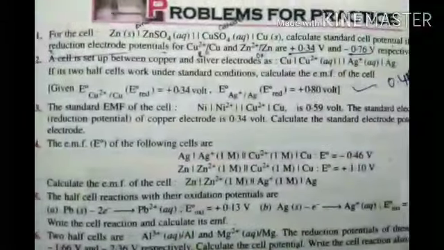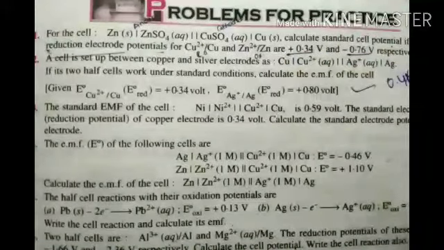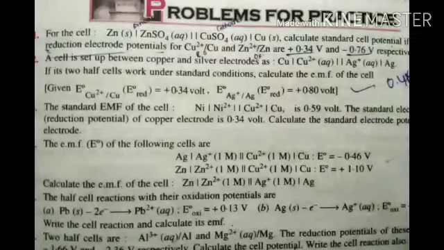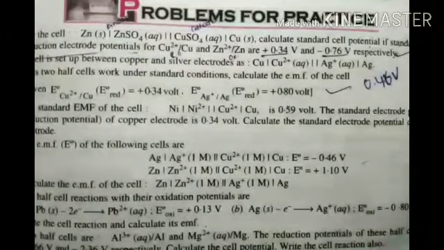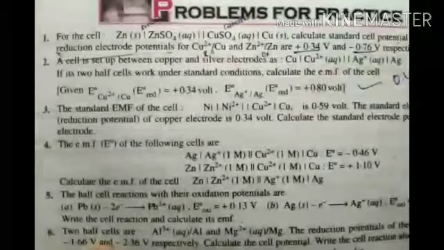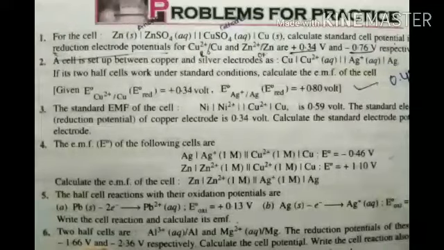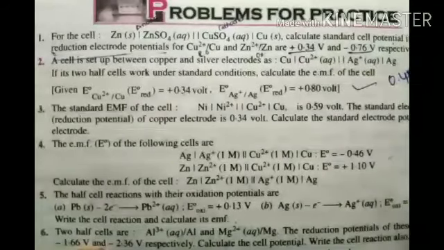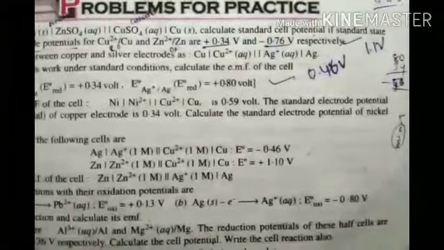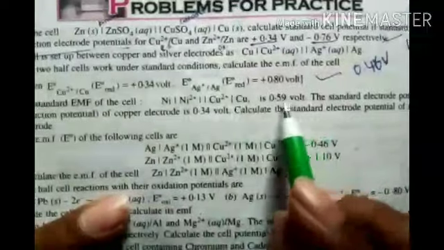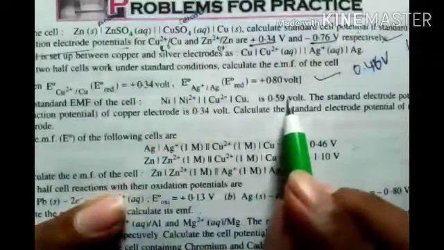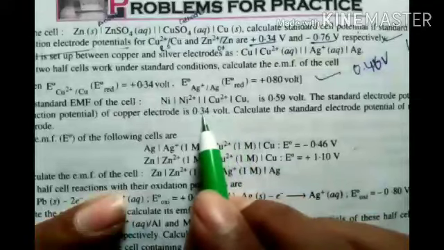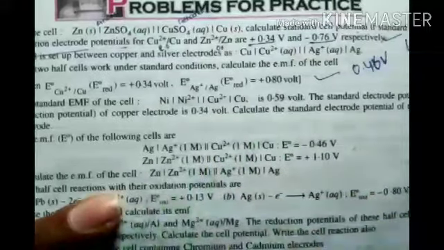Standard EMF of the cell nickel 2+, salt bridge, Cu2+, Cu is 0.59 volts. Standard reduction potential of the copper electrode is 0.34. Calculate the standard electrode potential of the nickel electrode. Copper they gave 0.34, and nickel is how much? This one minus this one, that's it. Simple.